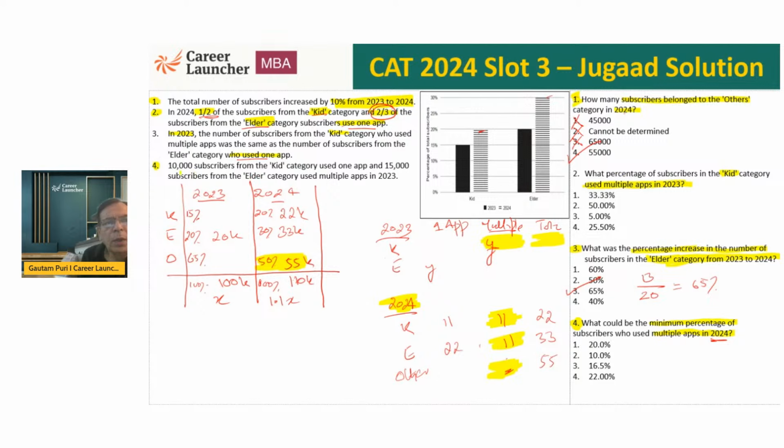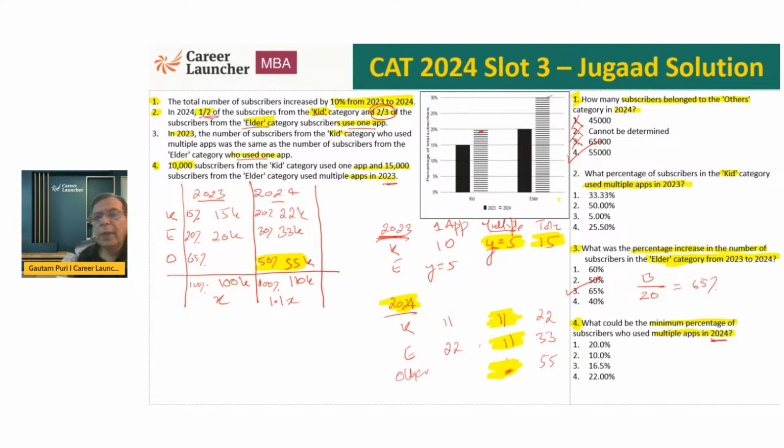Statement 4: 10K subscribers from the kid category use one app and 15K from the elder category use multiple apps in 23. In 23, which is 2023, 10,000 kids use one app. So this is 10. But what is the total number of kids who are there in 2023? That is 15,000, 15% of 100K. So if this is 15, this becomes 5. Okay, this also became 5, but it doesn't matter, I have to do question 2.